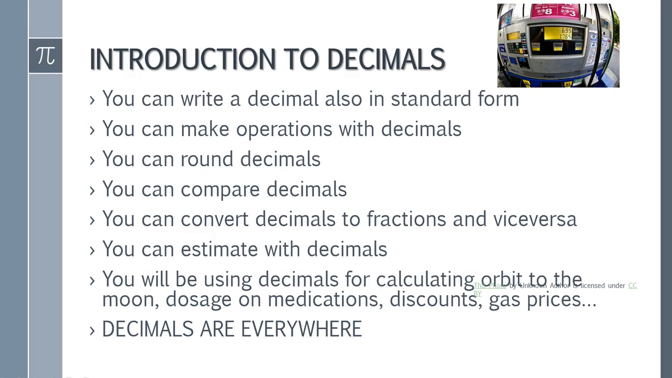You can also write a decimal in standard form. You can make operations with decimals, round decimals, compare decimals, or convert decimals to fractions or vice versa. You can also estimate with decimals. As you can see, you will be using decimals for calculating orbit to the moon, dosage of medications, discounts, and even gas prices. Decimals are everywhere.